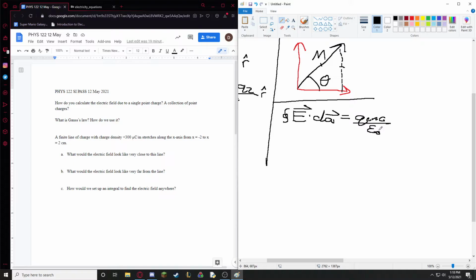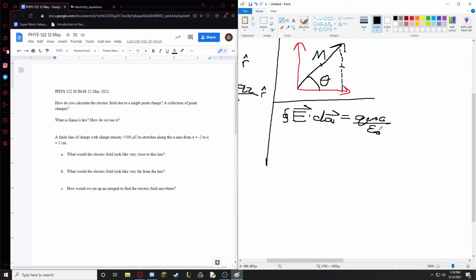What are each of these things? What is E? Well, we can assume E is the electric field. But what's everything else? What's going on? dA is like the area vector for a surface. And then Q enclosed is the charge that's enclosed within the Gaussian surface. Exactly. And then epsilon naught is just a constant.